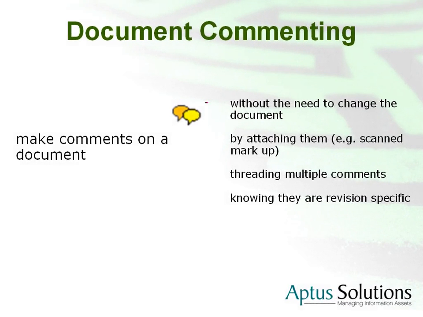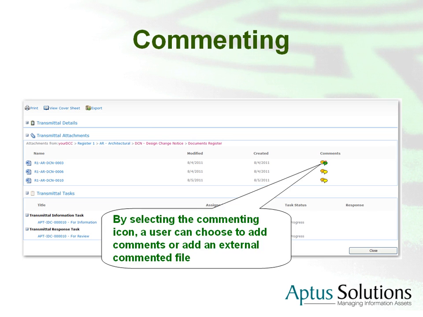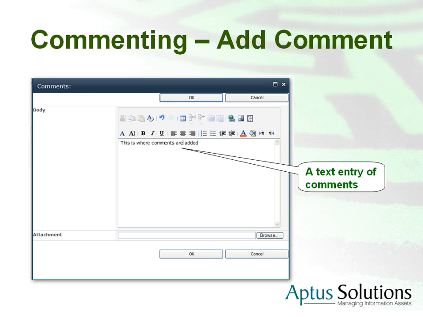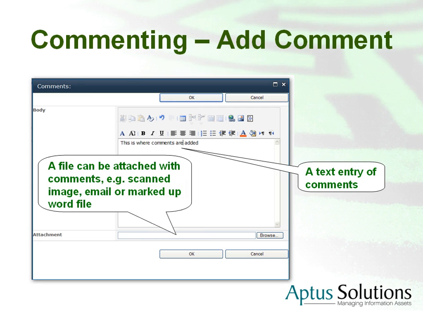Adding comments to a document. These can either be done in the register at the document level, or they can be done in a transmittal. To add a comment, we select the commenting icon, and the user can either add some text, or they can attach a document to the comment, and that may be a scanned or a marked up file.